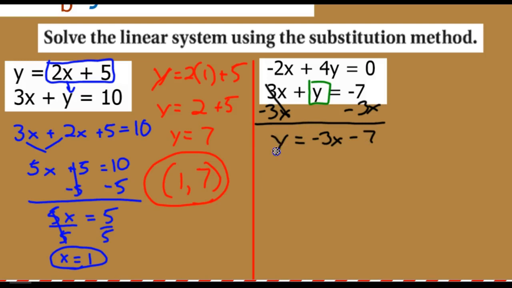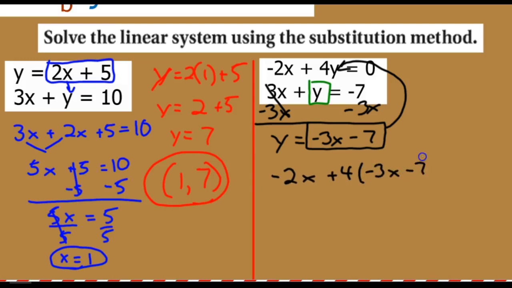So now that we have y by itself, we know that we can take this negative 3x minus 7 and stick it in for y. We're going to substitute it in. So we get negative 2x plus 4 times negative 3x minus 7 equals 0. 4 times negative 3 gives us a negative 12x. And 4 times negative 7 gives us a negative 28.